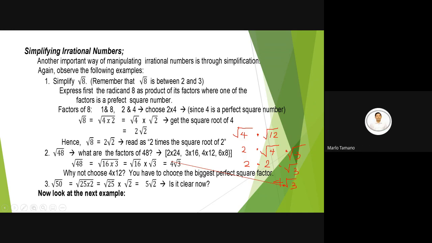Okay. So ano pong advantage dyan? Ang advantage dyan kapag pinili niyo yung highest perfect square factor, ibibigay niya sa inyo kaagad yung tamang sagot po. Mas napapabilis. Medyo maparaan ka lang. Okay? Magka-come up pa rin sa tamang sagot or the same answers.